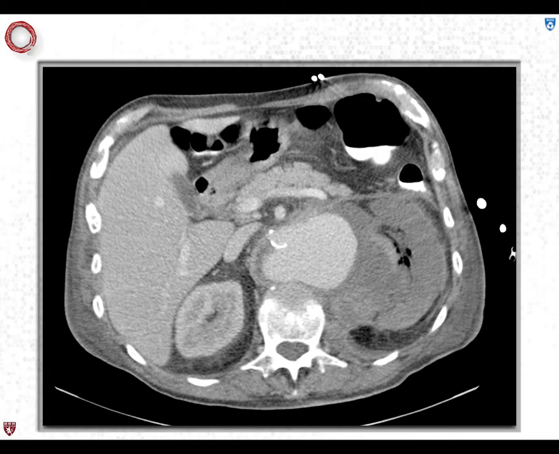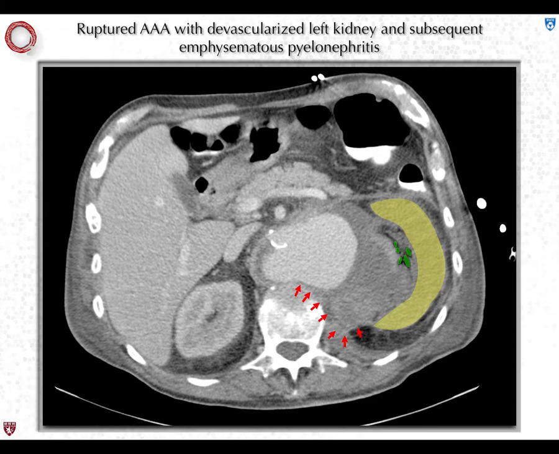Here's a patient. We have another complicated aortic aneurysm here. This is the draped aorta sign. Here we see the left kidney, actually. We see some air in it. So this was a ruptured AAA. The patient devascularized the left kidney and ended up with subsequent emphysematous pyelonephritis.